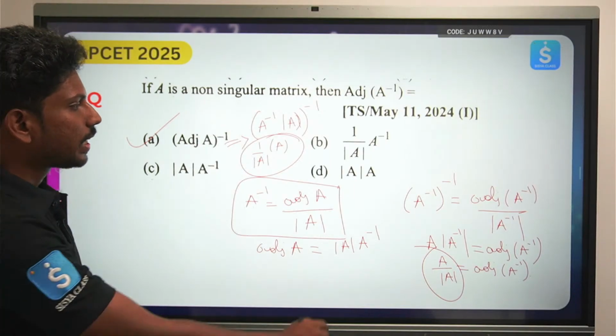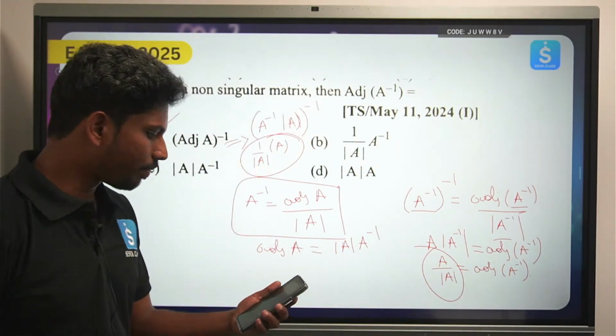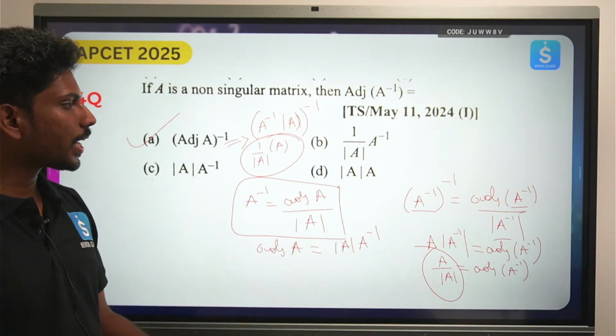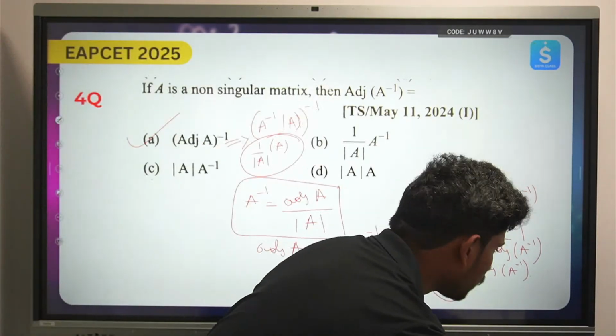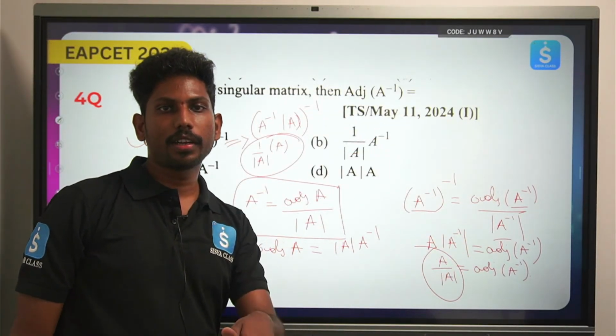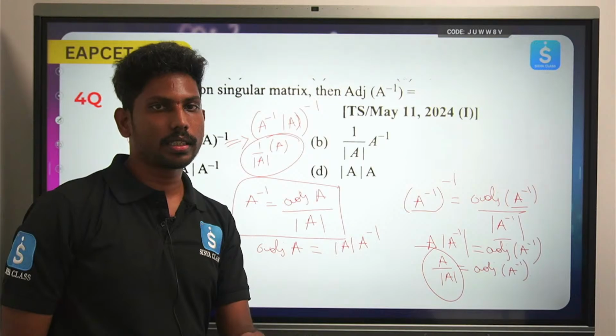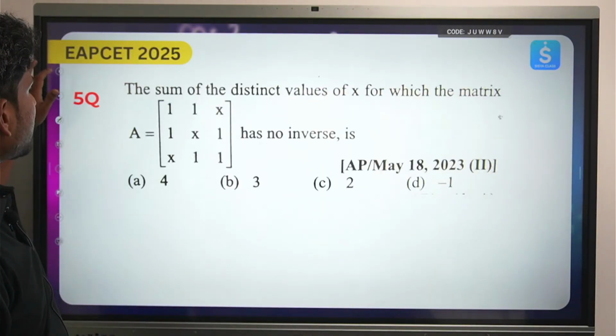Okay, clear? The trick here is that A inverse I can write as adjoint of A inverse by det A inverse. Okay, and from here I can establish this relation. Anyway, these PDF notes will be completely available to you. It will be available in the description. So you can look back and you can get to this, right? So see the next question.